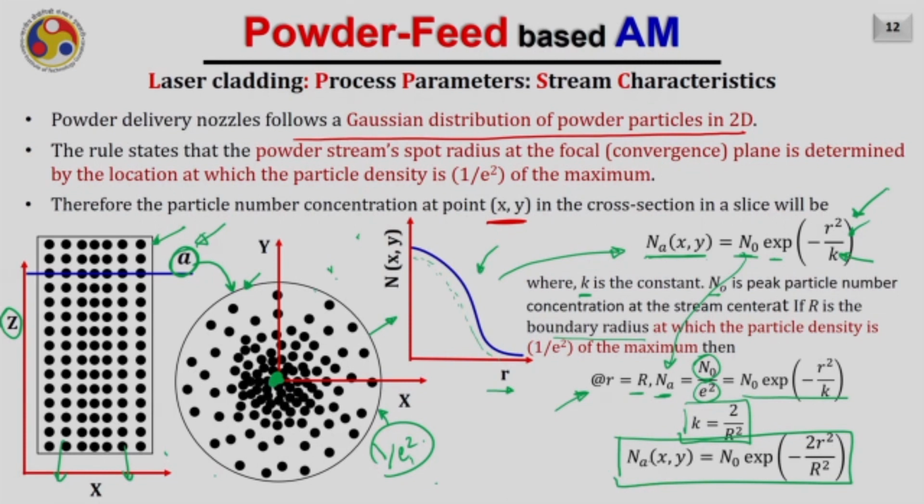It says the number of particle concentration at any point x, y in the cross section in a slice will be equal to n naught, the maximum number of particle concentration, into exponential minus 2 r square by capital R square. We know what capital R square is. Capital R is nothing but the radius which is defined as where the powder density is 1 by e square of its maximum.